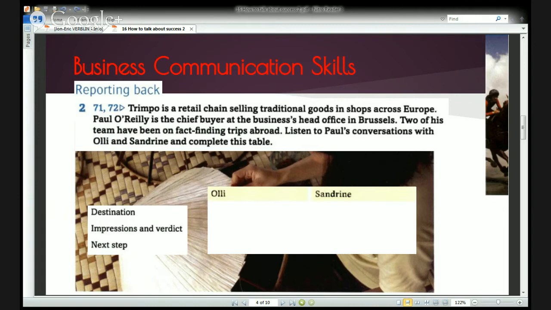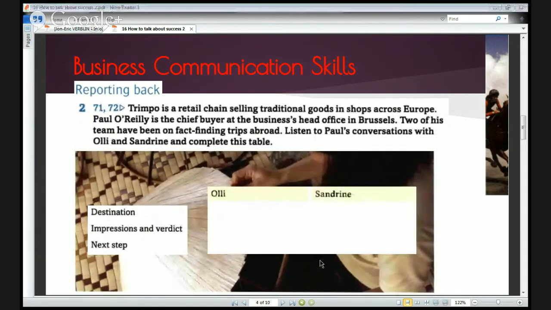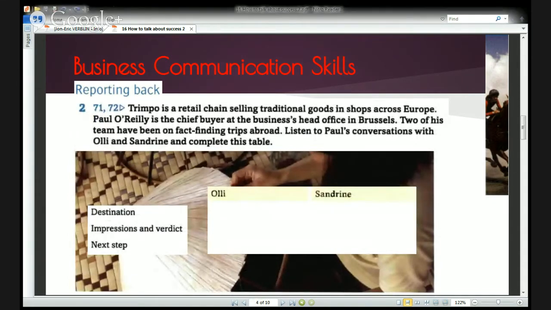So we're going to listen to Paul's conversation with Ali and Sandrine. As we listen, you can take a few notes using this table. You can write on a piece of paper and share it with us, or write in the chat window, whatever you prefer. Keep in mind that I may not see it in the chat window because I have to open it in a separate window. But think about these three things: destination, impressions and verdict, and what the next step probably is. We're going to listen first to the gist, the general idea.